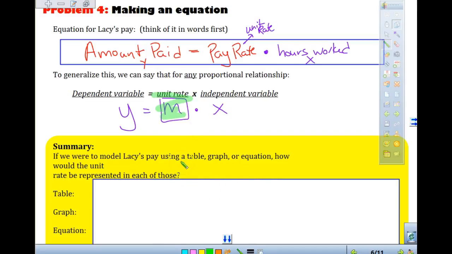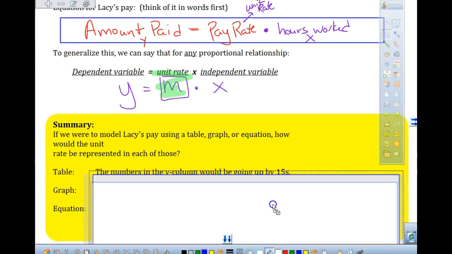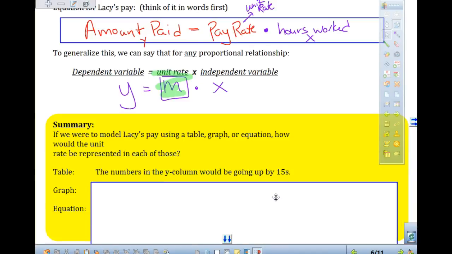So it says, in summary, if we were going to model her pay on the table, graph, and equation, how would each unit be represented? How would the unit rate? So how do we show this unit rate in a table? As you are looking at this, I think their writing is a little better than mine, so I'm just going to move this down so that you can see it. So please copy what is here. If we are looking at the table, the numbers in the Y column are always going up by 15, right? So anytime you're looking for the unit rate in a table, if you look back up on problem 3 of your notes, you notice that the Y's, the pay, always went up by 15.